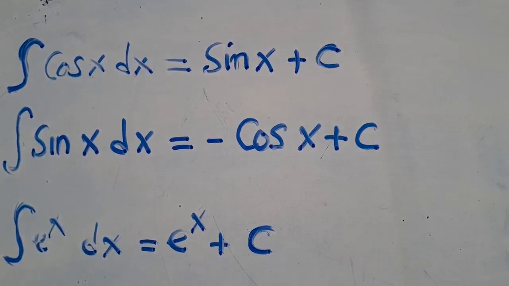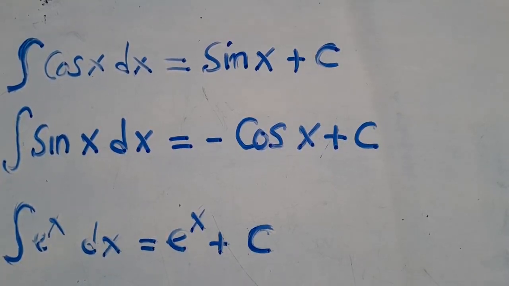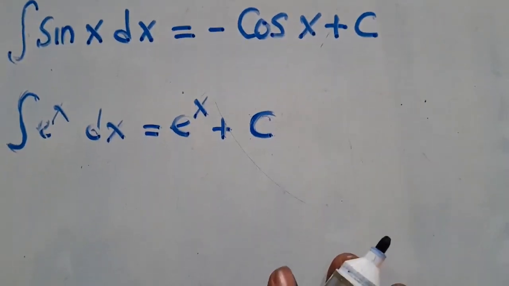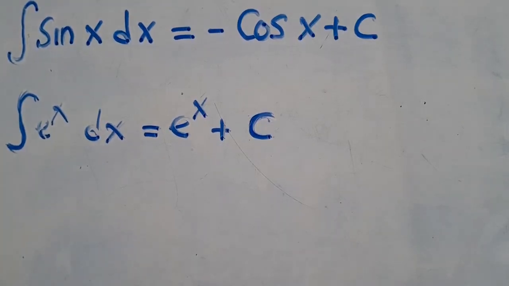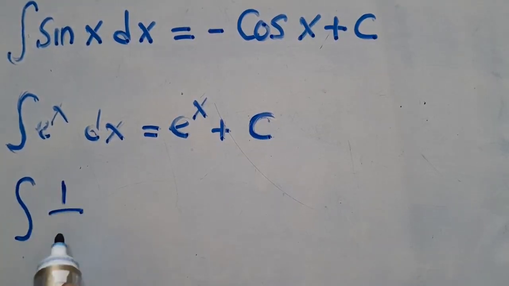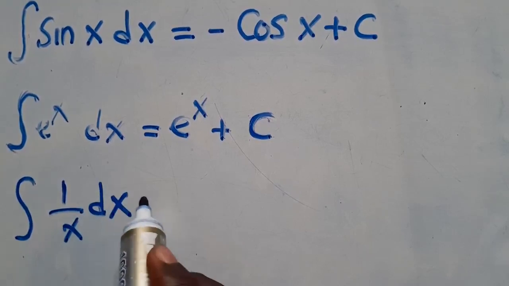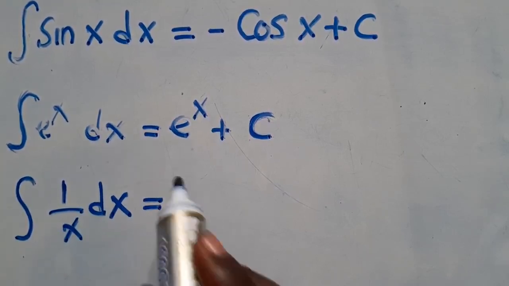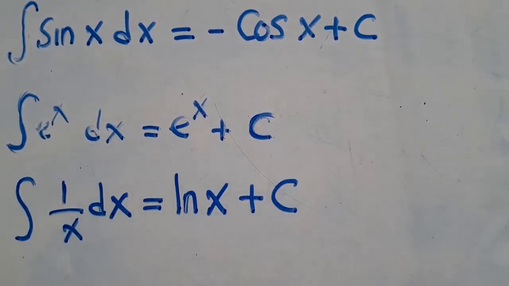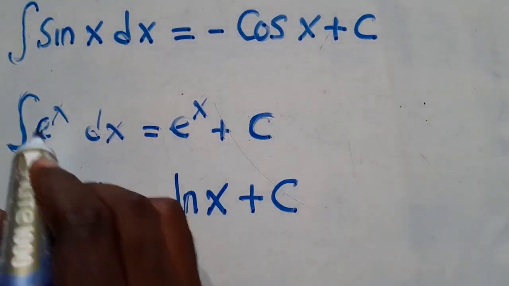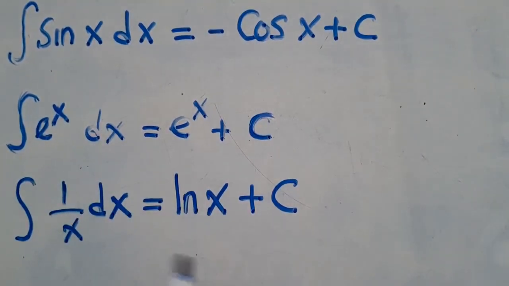These are just a few that I want you to know and understand. If you are given something like 1 over x dx, the one that I did, just put ln x plus c. So if you're having 1 over u, this is ln u plus c. So these ones are constants. You need to know them, understand them clearly.